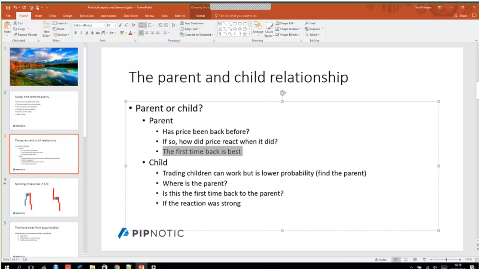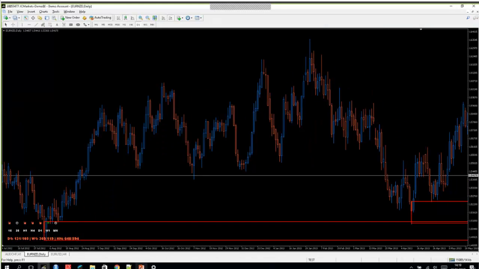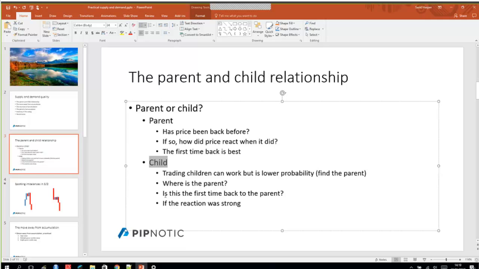But typically, you'll see yourself answering child to the question, because these areas are often nested within one another. Child areas of supply and demand can certainly be traded, and they will often work out well, but they are slightly less probability than the parent. So it's a really good idea to identify the parent by backtracking in the same manner we did just a second ago when we walked through this price here. Is this the first time back to the parent? If so, it's good.